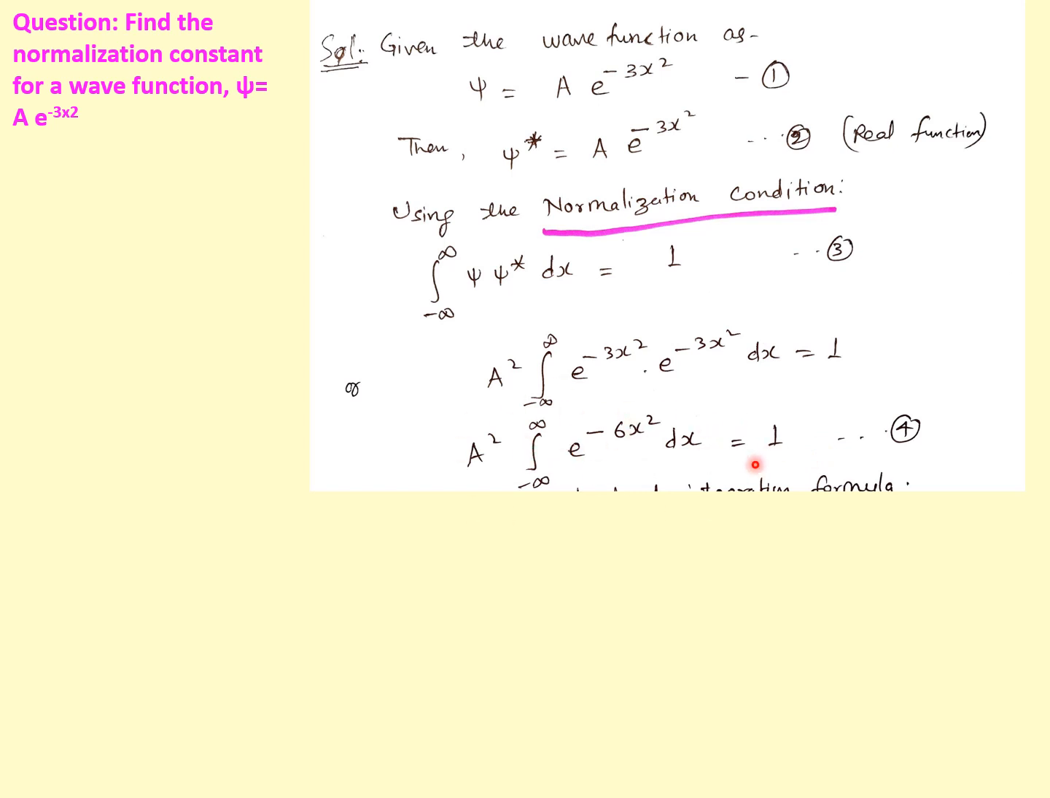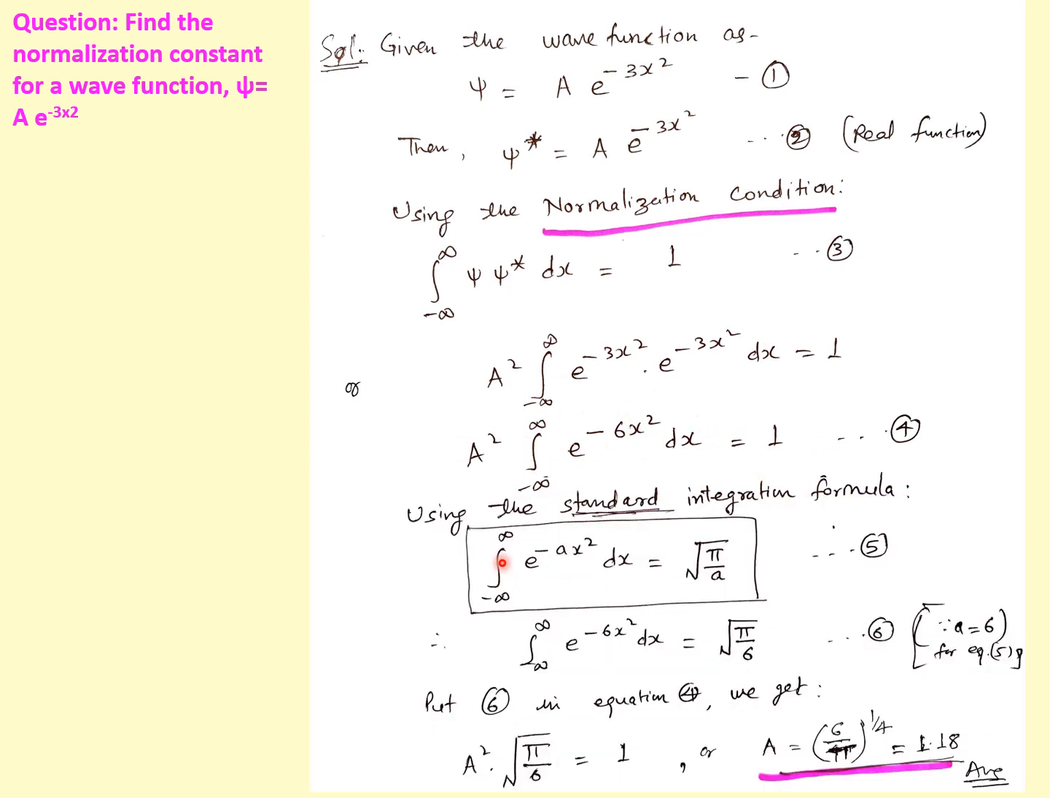Now we have to solve this integral, and for that we use the standard integration formula: if the integral is e raised to power minus a x square dx, with limits minus infinity to plus infinity, then its value is under root pi by a. Here in place of a, we have 6, so we use under root pi by 6. So the integral will be a square into under root pi by 6 equal to 1.